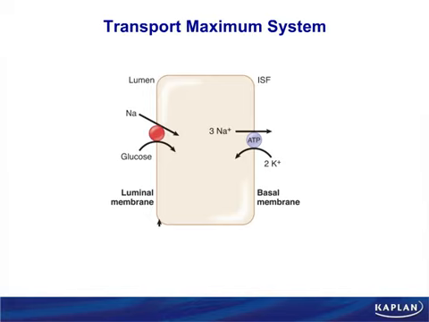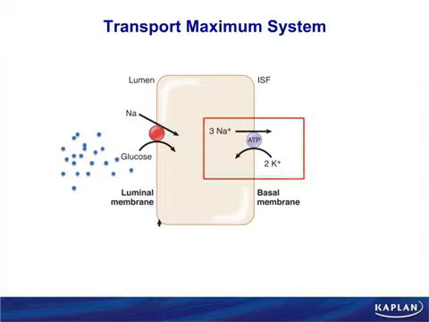So let's take a look at how reabsorption works in the proximal tubule. If this is the lumen, and here's the luminal membrane, you have glucose that was filtered. In the basolateral membrane, you have the sodium-potassium ATPase hydrolyzing ATP to actively reabsorb sodium. That sets up an electrochemical gradient for sodium.